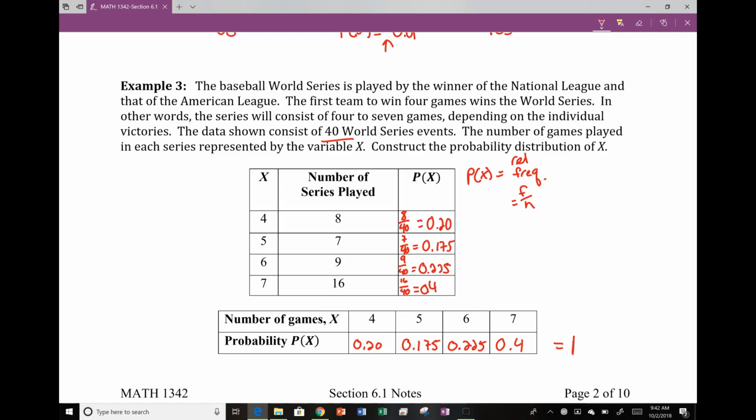So I'd recommend that you go and practice creating these probability distributions and let me know if you have any questions.